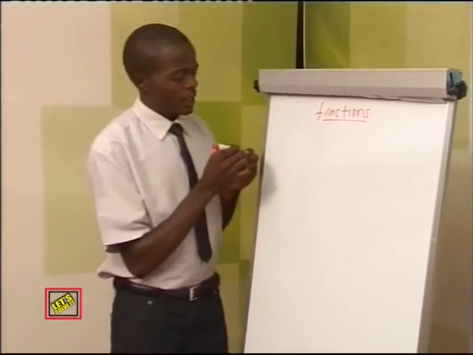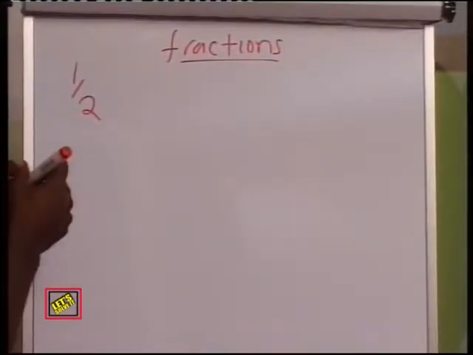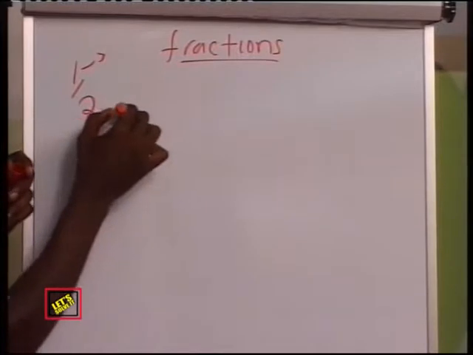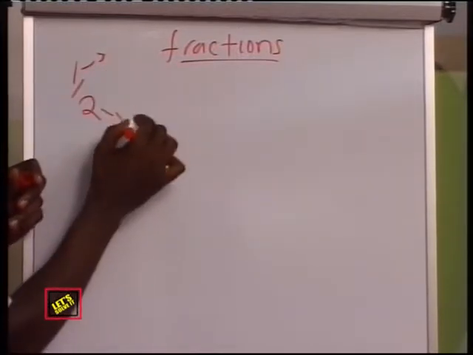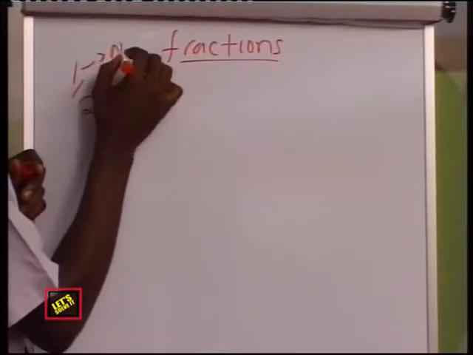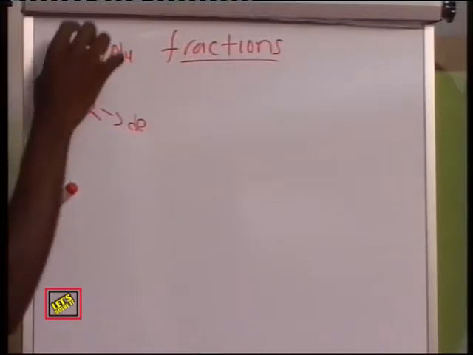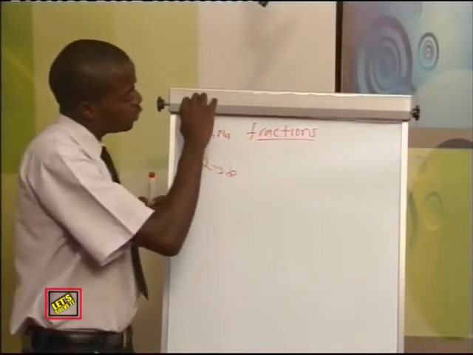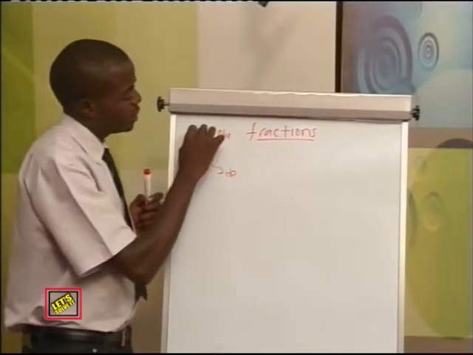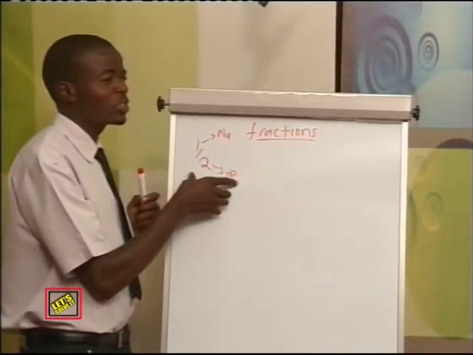To start with, let's know what these two letters stand for. The bottom number is the denominator, and that one's the numerator. Each time you see a number on top of the other number, the number on top is the numerator, and the bottom number is the denominator.